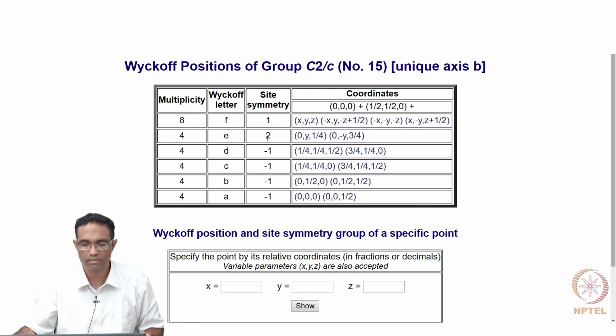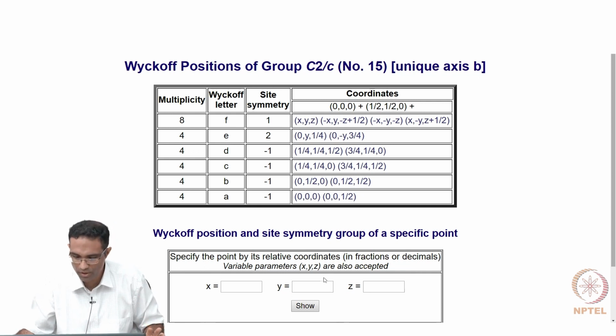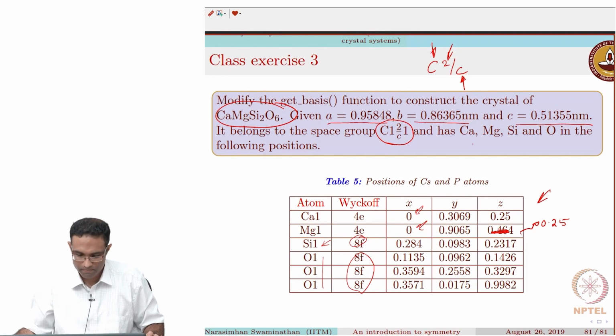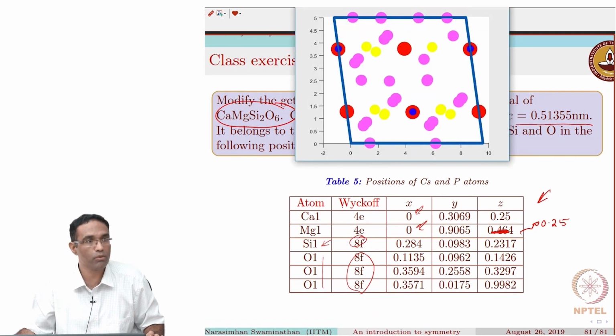Correct, that's right. The site symmetry is a two-fold rotation. It is lying on a point which has a twofold rotation at this point. Is that clear? This is how you generate the monoclinic structure.